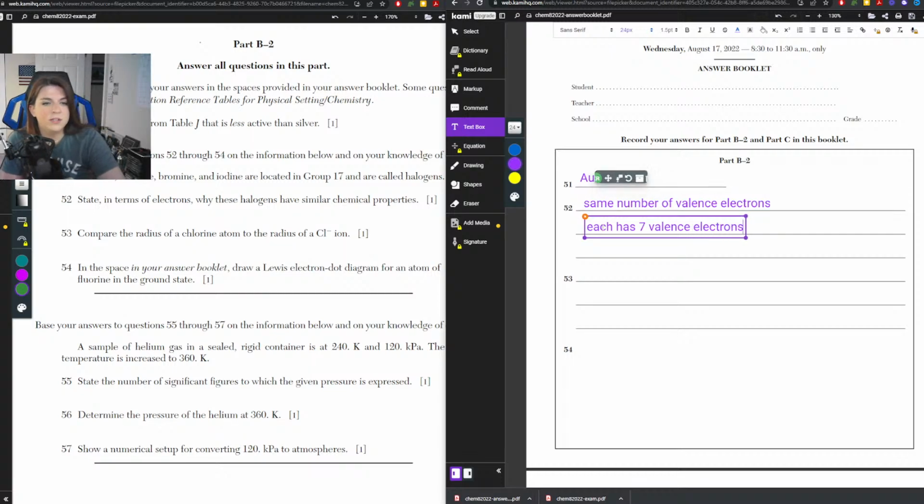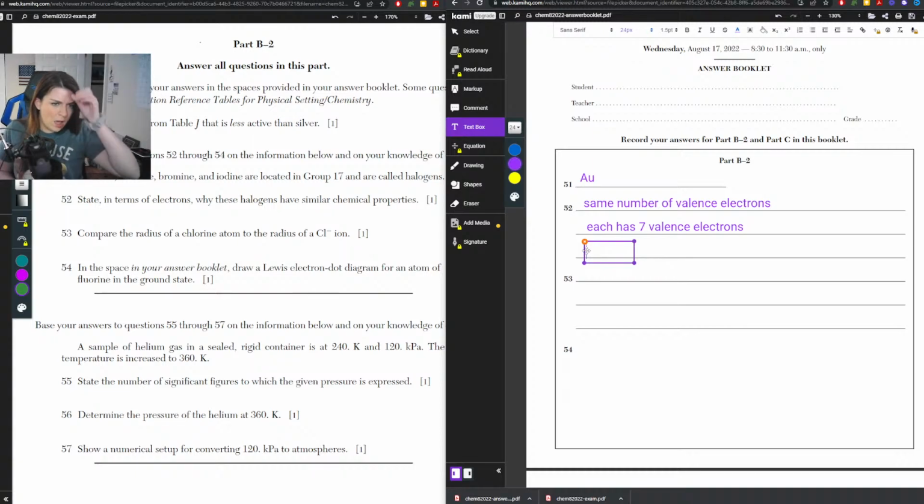Each has 7 valence electrons would also work, but make sure your handwriting is beautiful and that your 7 doesn't look like a 1 or a 9, or it doesn't look like you wrote all of the numbers in one digit and we have no idea what you're talking about. So you have to say something about electrons when it says state in terms of electrons. Your answer basically has to include the term electron, so make sure that gets in there. And I would say those are the only 2 acceptable answers.